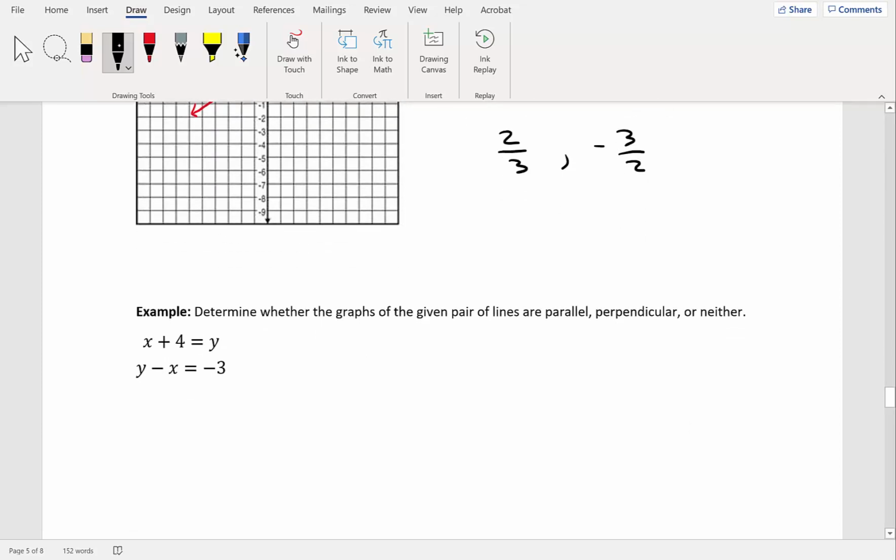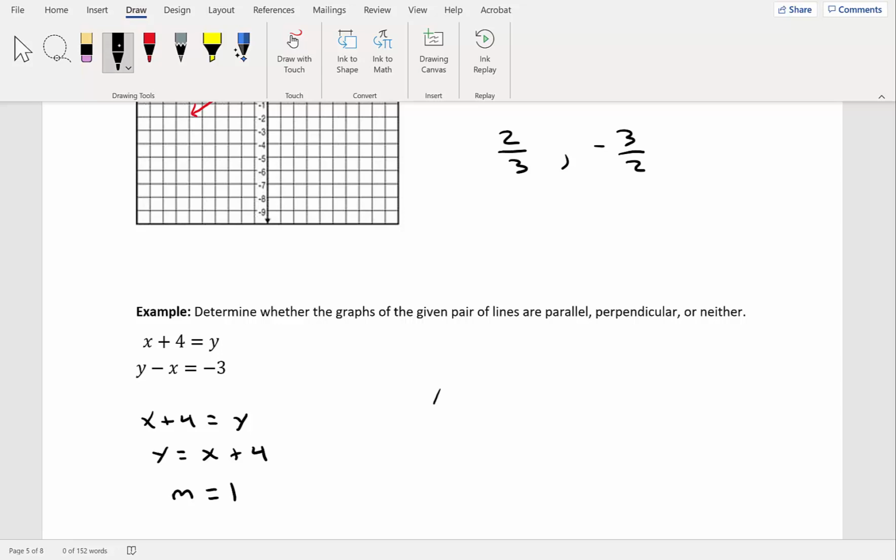Okay, let's start off with the first equation. So we have x plus 4 is equal to y. Now I'm going to rewrite this so my y goes first, so I have y is equal to x plus 4. Now my equation is in slope-intercept form, y equals mx plus b form. So I can read off the slope for the first line. My slope there is 1.